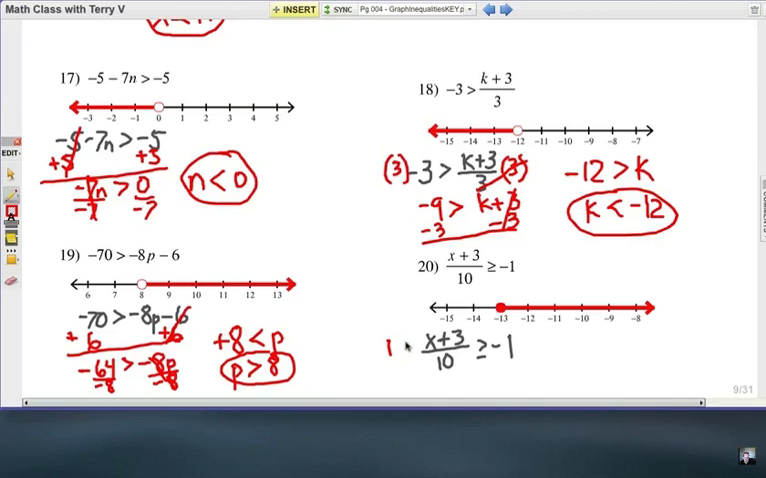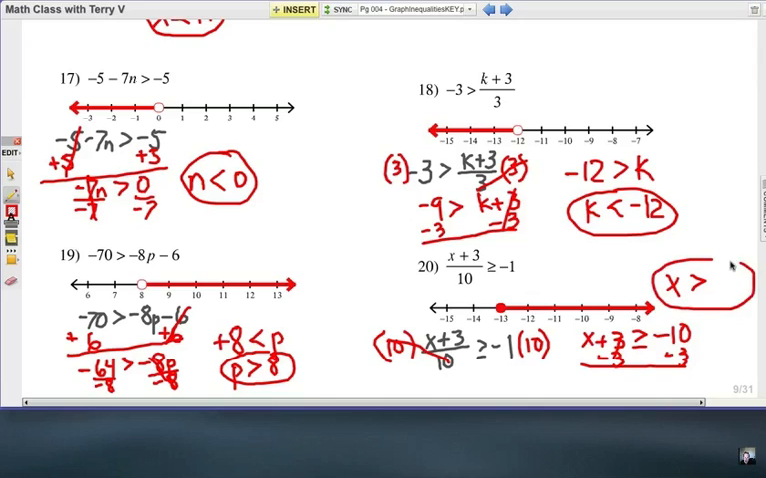And finally, number 20, we're going to multiply both sides by 10, and no inequality symbol change yet. So x plus 3 is still greater than or equal to negative 10. Now we're going to subtract 3 from each side. And x is going to be greater than or equal to negative 13. All right, that's what it looks like on the number line.